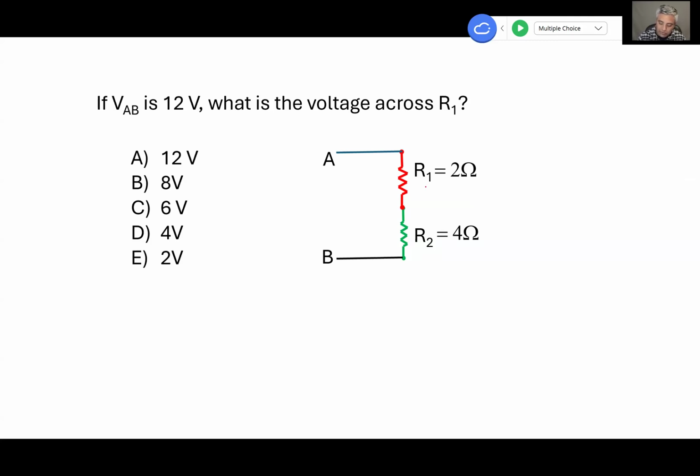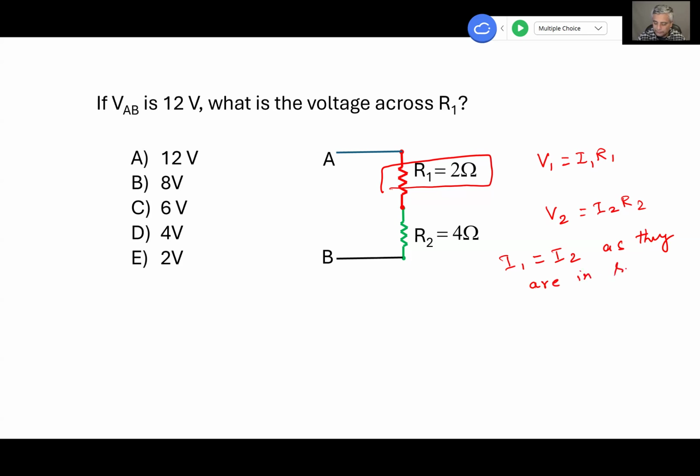Now to find voltage here, the resistance is known. If we know the current, then we can find the voltage at that point: I1 R1, and V2 is going to be I2 R2. But since they are in series, what happens? I1 is I2, as they are in series. So we can simply say I. That means I times R1, I times R2. That's how we can find the voltage.